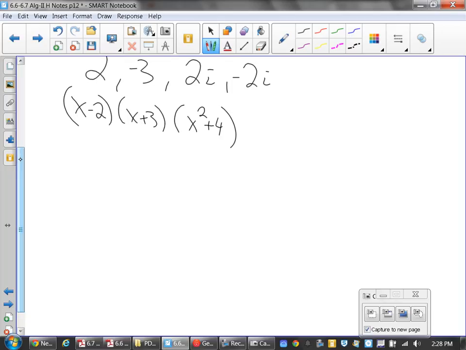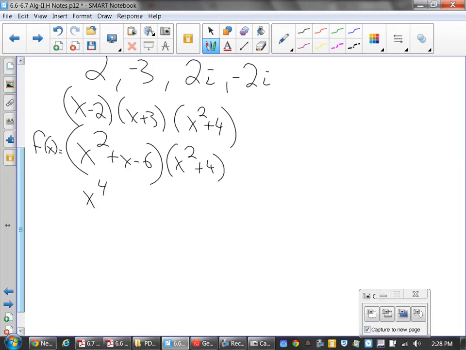If I FOIL this out, I get x squared plus x minus 6 times the x squared plus 4. How do you multiply that minus 3 and minus 2? Do you not FOIL? You're not FOILing, you're just distributing. Distribute the x squared across all of them. Send it out, you get x to the 4th, x cubed minus 6x squared. Do that with the 4. All you're doing is distributing property twice. After you do that, it's just combining like terms.